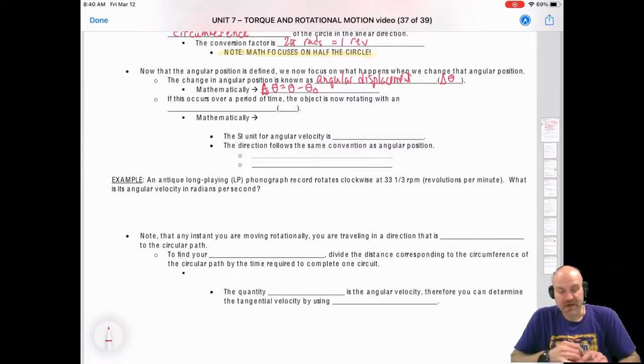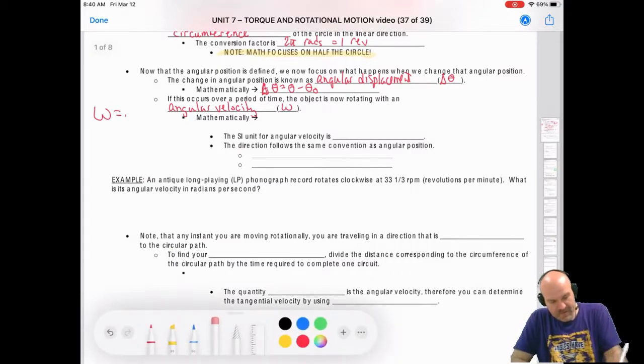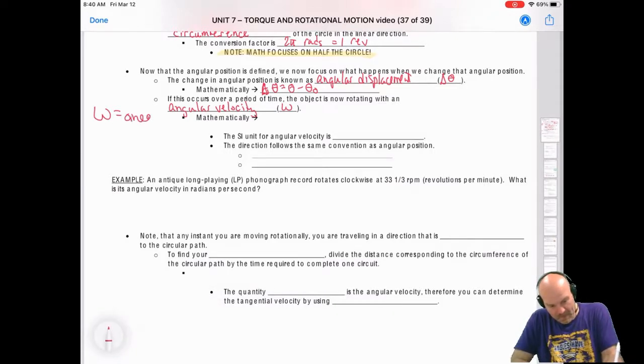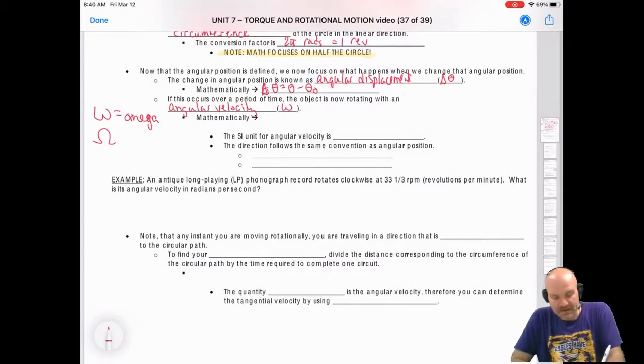Now, if this occurs over time, the object is now rotating with an angular velocity or an angular speed. We give it the symbol omega. This is the Greek letter omega, the lowercase omega. The capital omega is that cool horseshoe-looking one. Mathematically, omega is defined as change in angular position over change in time.